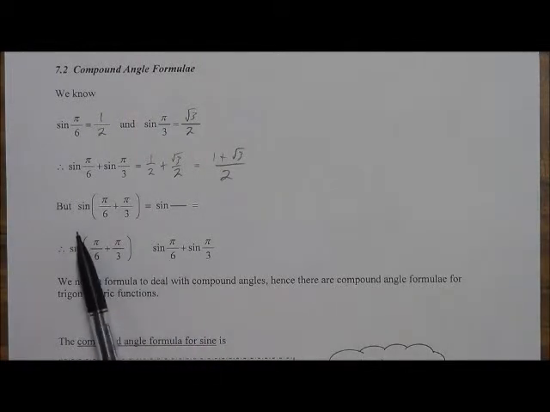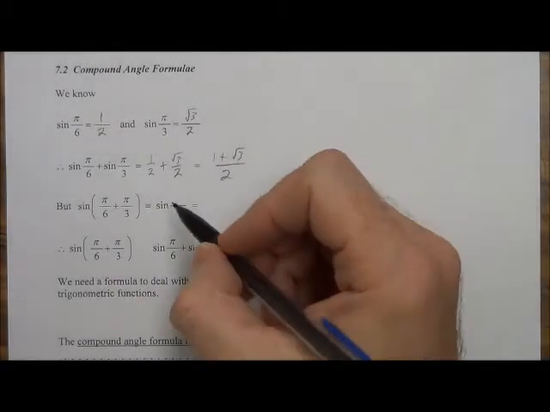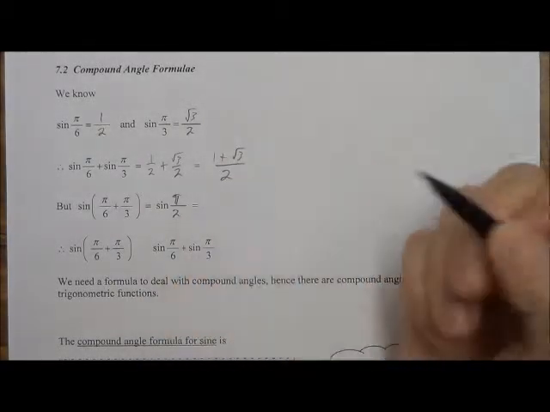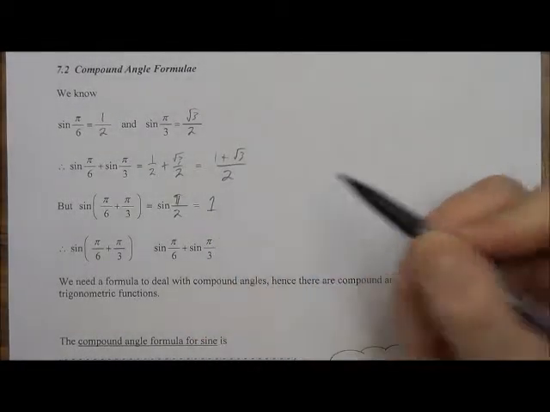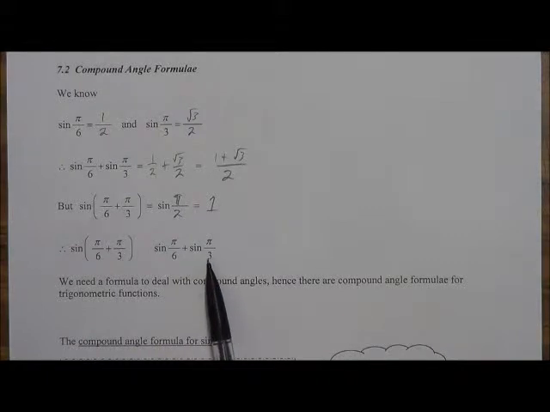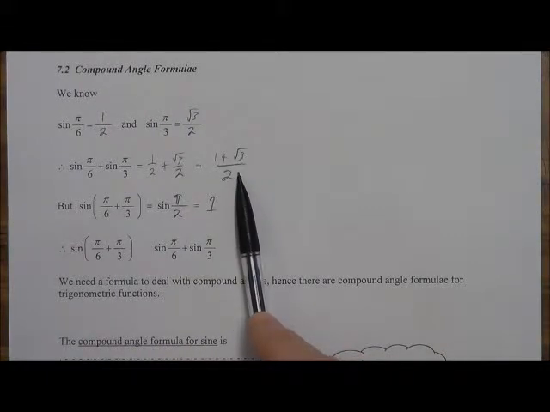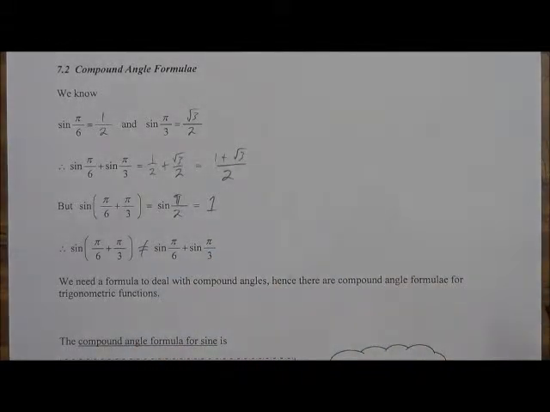Okay, so then if we look at this in a different way, we see that sine of pi by 6 plus pi by 3, if we were to add these two angles together, would be sine of pi by 2. And from the sine ratio, we see that sine of pi by 2 is 1. Here we see that the sine of pi by 6 plus pi by 3 is 1, and the sine of pi by 6 plus sine of pi by 3 is 1 plus root 3 over 2. Therefore, these two things are actually not equal to each other.